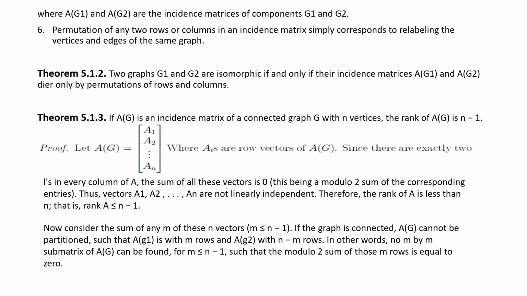Now consider the sum of any m of these n vectors, that is m less than or equal to n minus 1. If the graph is connected, A of G cannot be partitioned such that A of G1 is with m rows and A of G2 with n minus m rows. In other words, no m by e submatrix of A of G can be found for m less than or equal to n minus 1 such that the modulo 2 sum of those m rows is equal to 0.